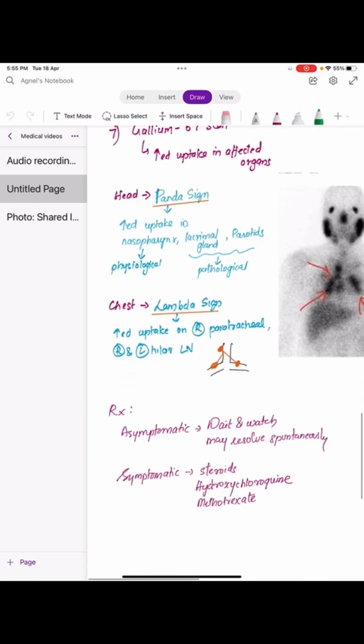So to treat the condition, if the patient is asymptomatic, just wait and watch. The condition may resolve spontaneously. If the patient is symptomatic, give steroids, hydroxychloroquine, and methotrexate.